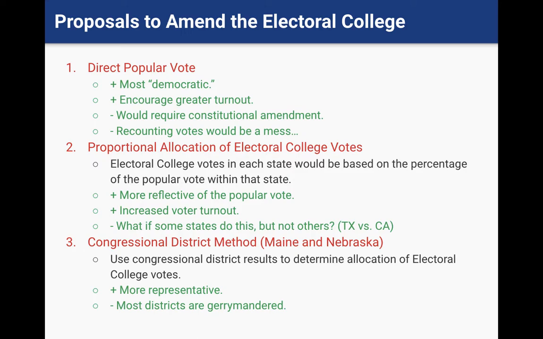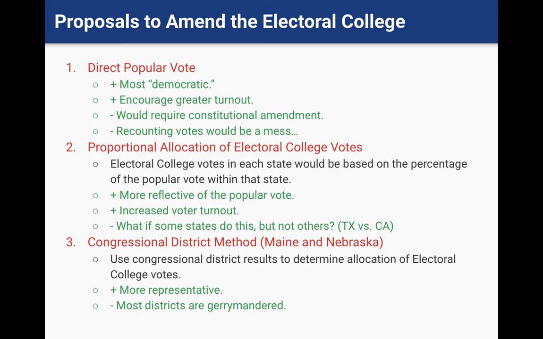What have been some proposed ways that have been at least discussed or talked about to try and fix the Electoral College? Number 1 is to get rid of it entirely and to move to a direct popular vote. This would be the most democratic. It would encourage greater voter turnout because everybody's vote counts the same.